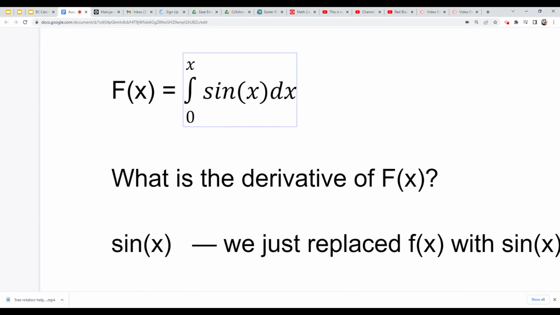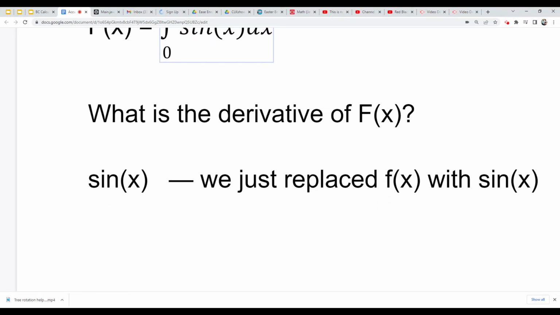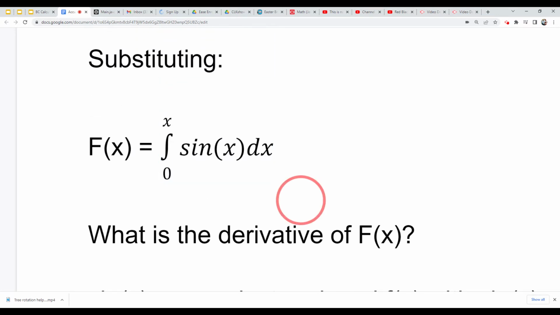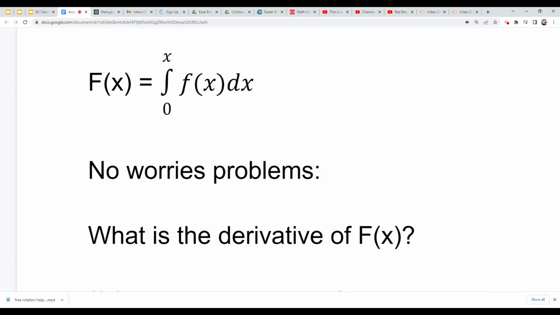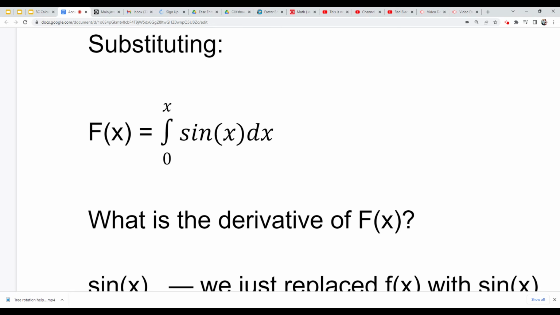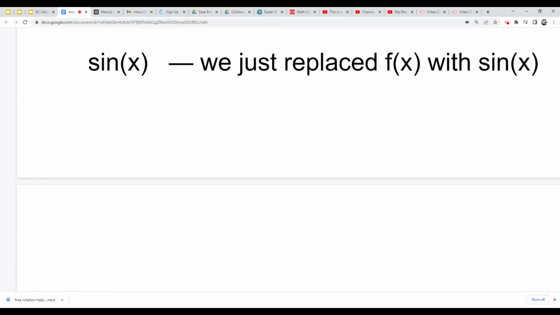So don't show that to your students, because if you keep this sine of x as a lowercase f of x, they're much more likely to be confused. We replaced f of x with sine of x, but you might very well give this as a problem. After you gave them this confusing definition, you can then give them this problem which looks like it's solvable, and it is, because the answer is just the sine of x.